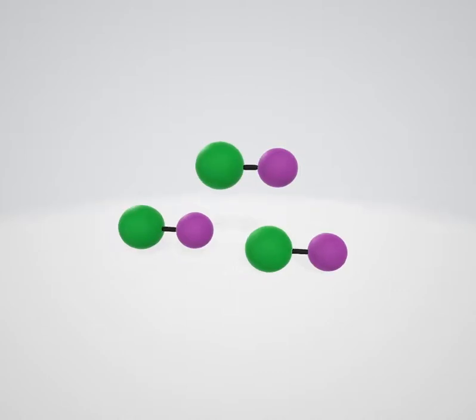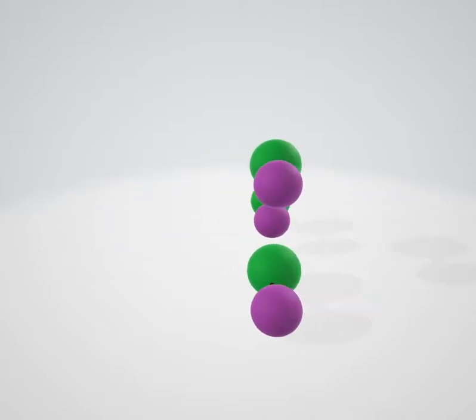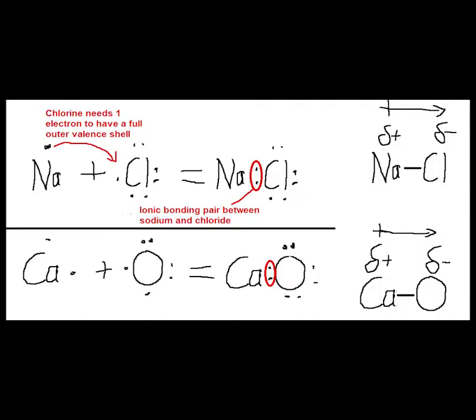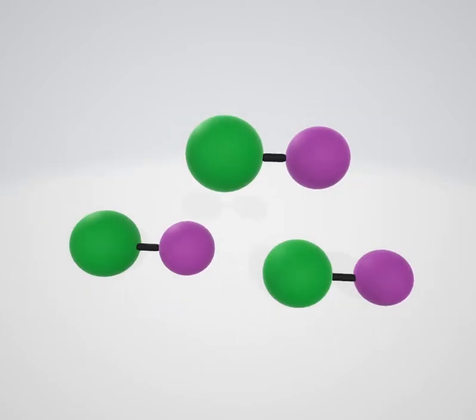Ionic bonds are achieved through the transfer of electrons between atoms to complete an outer valence shell. Ionic bonds only ever occur between nonmetals and metals. Here we see the more electropositive sodium give its outer valence electron to the electronegative chloride. In this case, the cation is giving its spare electron to the anion, causing both atoms to become stable or neutral. The sharing of electrons causes an ionic bond pair between these two atoms.